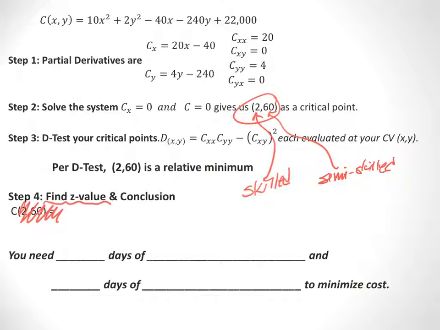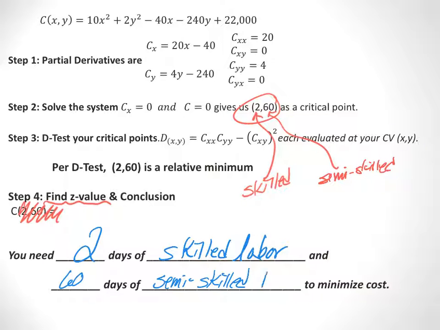So let's go ahead. You need 2 days of skilled labor, and you need 60 days of semi-skilled labor in order to minimize the cost. So again, where did these titles come from? Here, for the x and y values, they came from the original problem statement. So that's it. Hope you're having a great day.